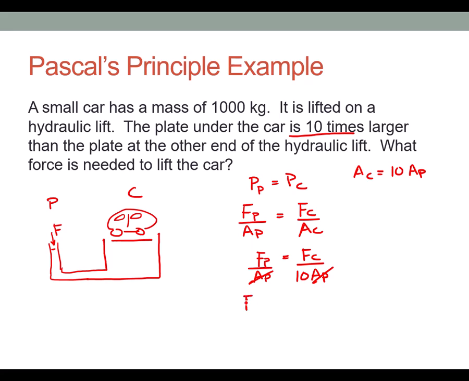So that allows us to immediately determine how large a force we have to put on our little plate in order to lift our car. The force we need to apply on the car, or the force we need to counter on the car, is its weight, which is mg. So we'll have mg divided by 10. The mass of the car is 1,000 kilograms. Acceleration due to gravity is 9.8 meters per second squared. And we're going to divide that by 10.